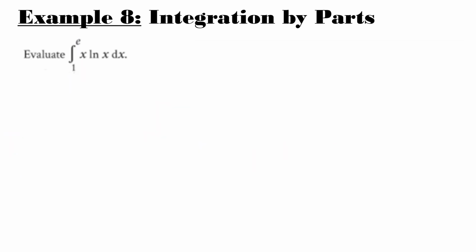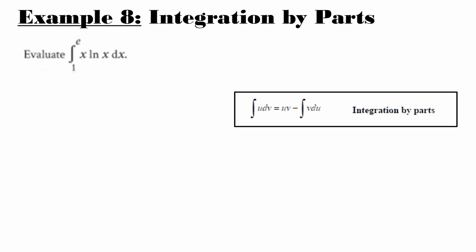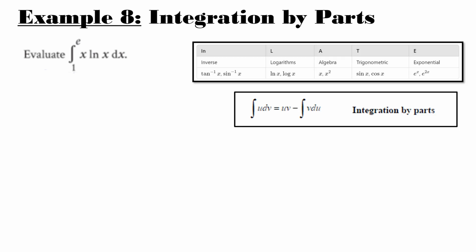So example 8, we have another integration by parts. We can recognize that by the fact that we have a product here, so x times ln x. We have our formula here, but we need to make sure that each part of the product is in the correct order. So we have two parts. We have an algebraic part, and we also have a log part. Now, unfortunately, they're in the wrong order, so we need to flip them.